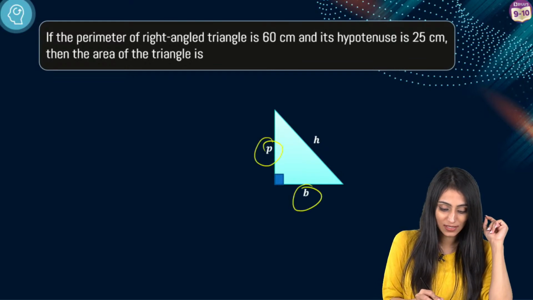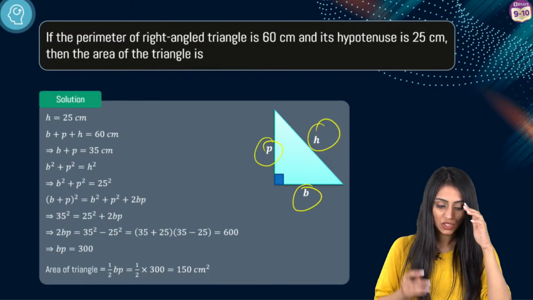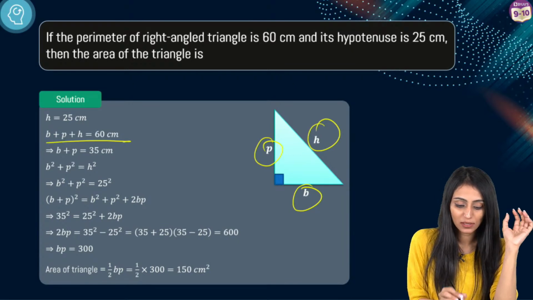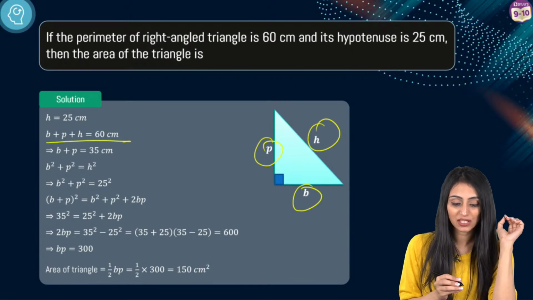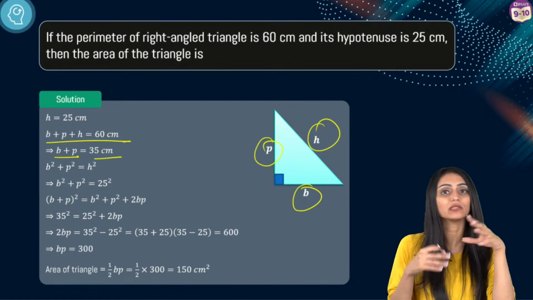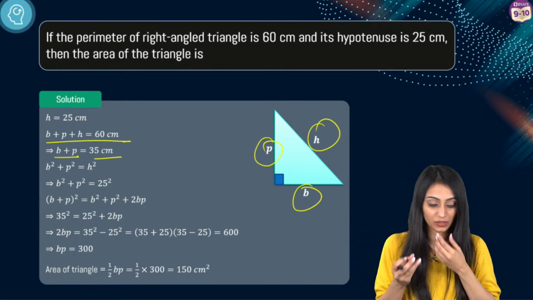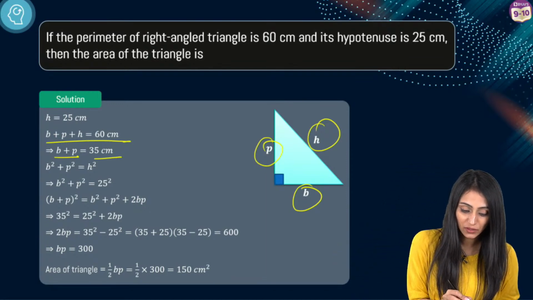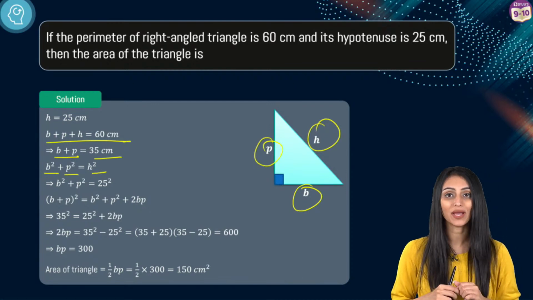This is perpendicular, this is base, this is hypotenuse. In the question, we know that the perimeter, the sum of all the sides, is 60. Hypotenuse is given, that's 25. So B plus P would be 35 if I put hypotenuse there, right? Now, according to Pythagoras theorem, B square plus P square is equal to H square, and hypotenuse is 25 square.